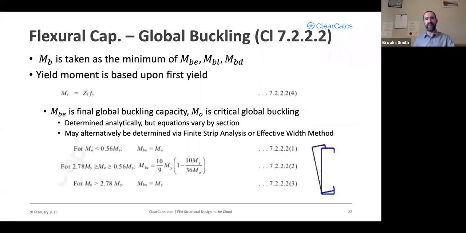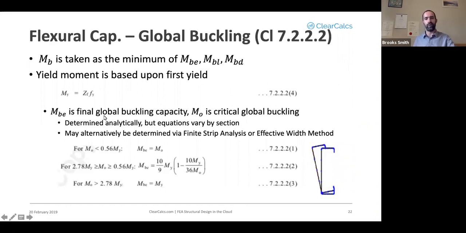So for your flexural capacity, your overall flexural capacity for the member is defined as M sub B. That's going to end up being the minimum of your global, local, and distortional buckling capacities. First, you calculate your global buckling capacity. There's a lot within all of these calculations. It's going to be based upon the yield moment. So first, calculate your yield moment. That's My equals Zf times Fy. That's based upon the first yield in the cross section.